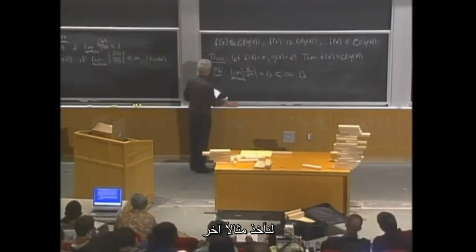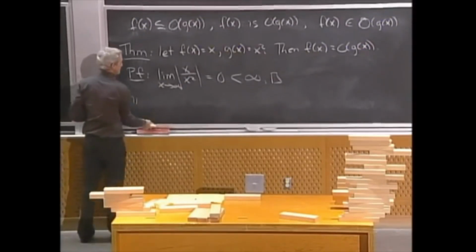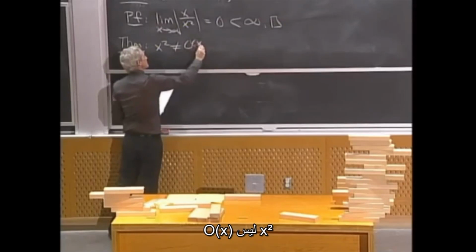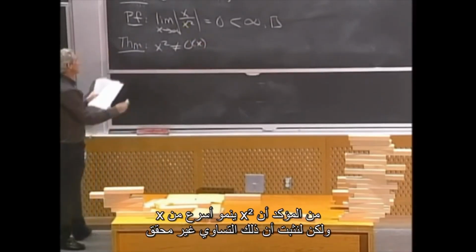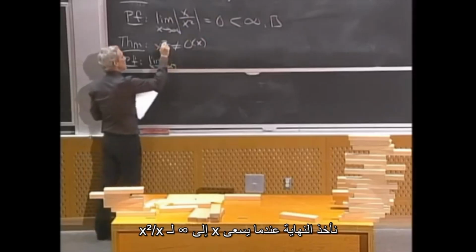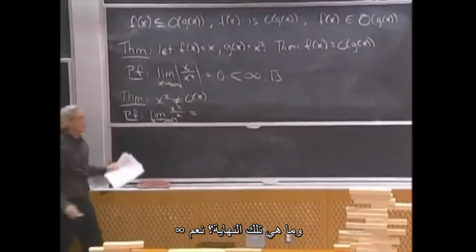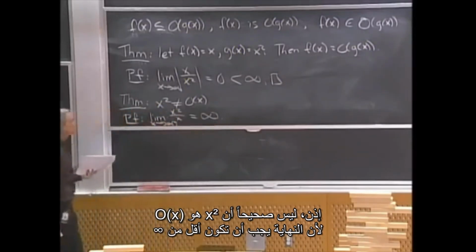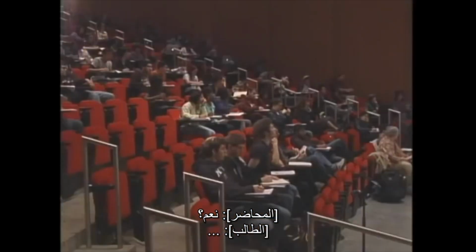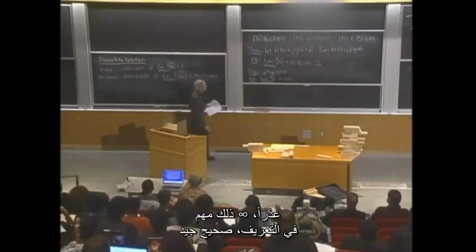All right, let's do another example. This case will show that f is not O of g. x squared is not O of x. Of course, x squared grows faster than x, but let's see why not. Well, we take the limit as x goes to infinity of x squared over x. And what is that limit? Infinity. And so it can't be true that x squared is O of x, because the limit has to be less than infinity. That's important in the definition.